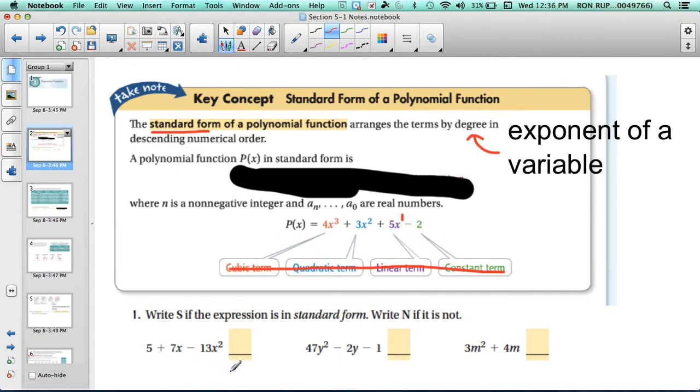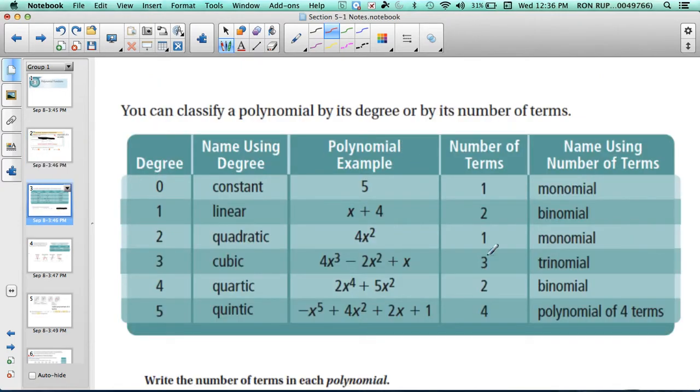So is this in standard form? No, because it goes 0, 1, 2. So that is not in standard form. But this one is, because it goes 2, 1, 0. Same with over here, 2, then 1. That is in descending order. It goes from biggest to smallest. So you need to be able to do that. You need to put it in standard form. Once it's in standard form, you're going to classify it.